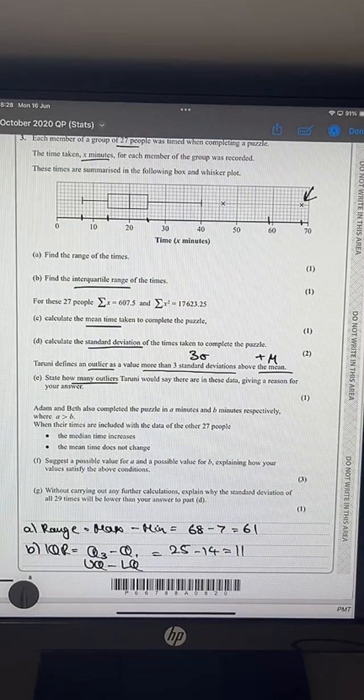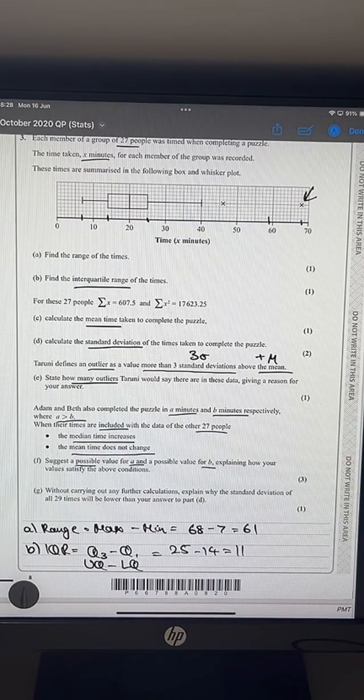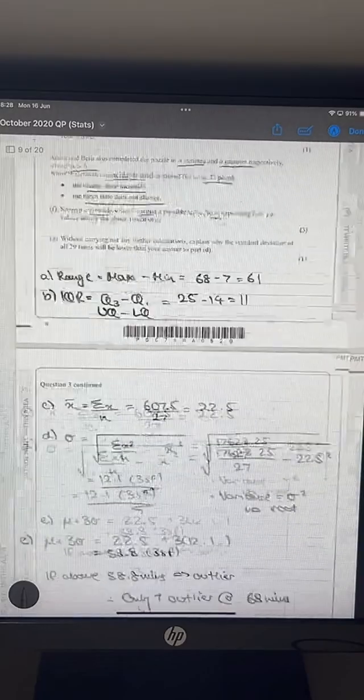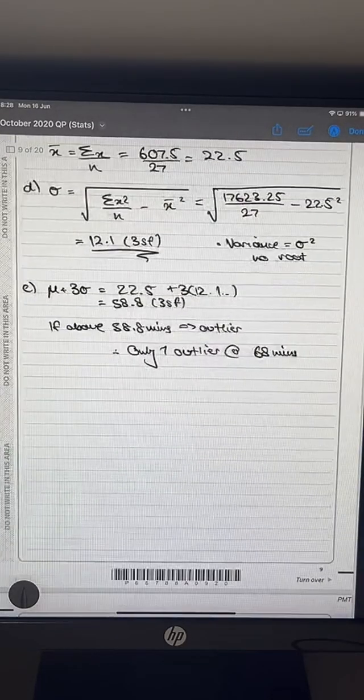All right. Adam and Beth also completed the puzzle in A minutes and B minutes respectively, where A is greater than B. So A took longer than B. When their times are included with the other 27 people, the median time increases. However, the mean time does not change. Suggest a possible value for A and a possible value for B, and explain how your values satisfy the above conditions. So I'm just going to write out what my conditions are in easier words so I can understand.